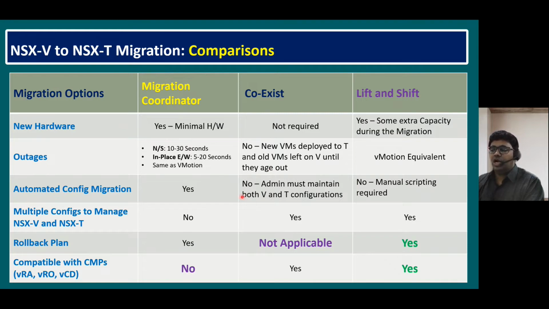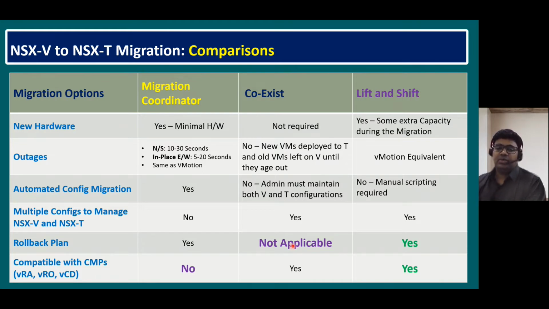And automated, no. The admin must maintain both V and T configuration. There is no automated configuration migration. And multiple configurations to manage for V and T, yes, we have to perform the manual migration configuration changes. And the rollback plan, one drawback in the coexist model is that a rollback plan is not available.